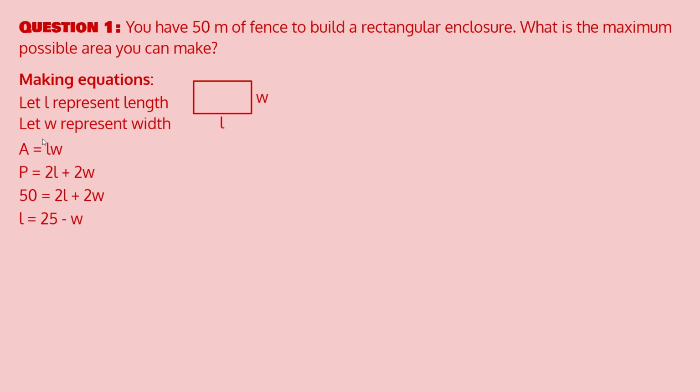Now if we sub that into the area equation, look at this. Now we have the area in terms of just the width. If I expand that, just to make it easier when we're finding the derivative, we get the area in terms of the width is 25 times w minus w squared. So this is the equation that we're going to be working with.